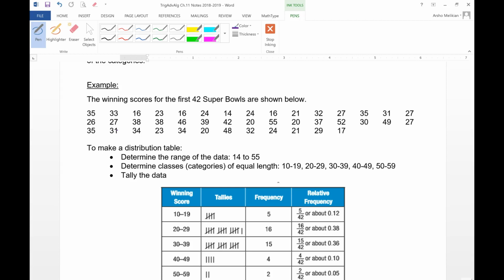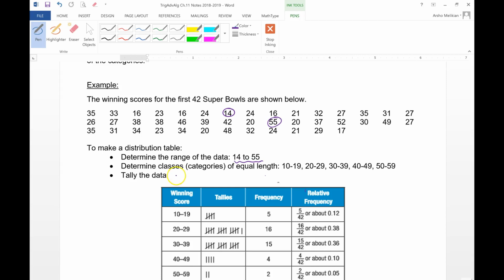To do that, first you want the range of the data. If you look here at the range, the smallest number is 14 and the largest score is 55. All right? So that's the range. The range goes from 14 to 55. You need that because you need to create a scale, and you want to know that your numbers have to go from 14 to 55.